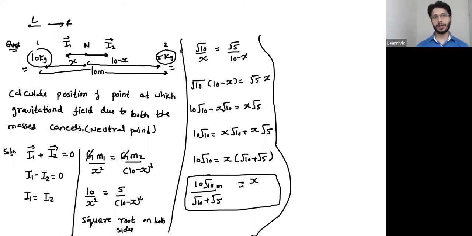So instead of these point masses, he can give you spheres, he can give Earth and Moon and ask you to calculate a neutral point. The method would be the same. Only the masses will change. Masses and separation will change. Okay, so there is no field at point N.